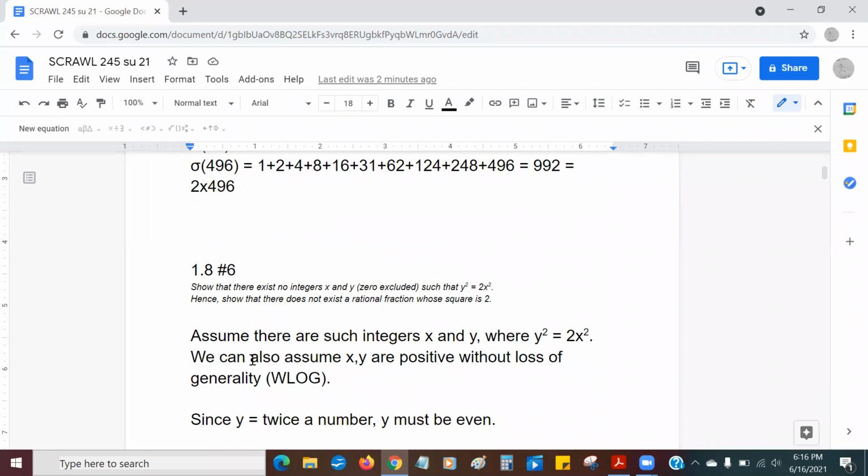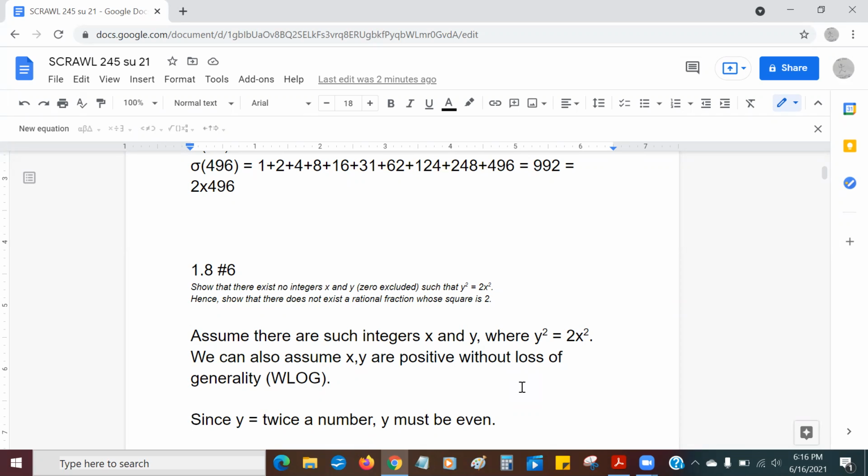Now I'm just going to assume here that x and y are positive. I can do that without loss of generality. I need to do that because you'll see why. In general, this whole course, at least the number theory part, we restrict ourselves to positive integers. So let's keep it all positive.